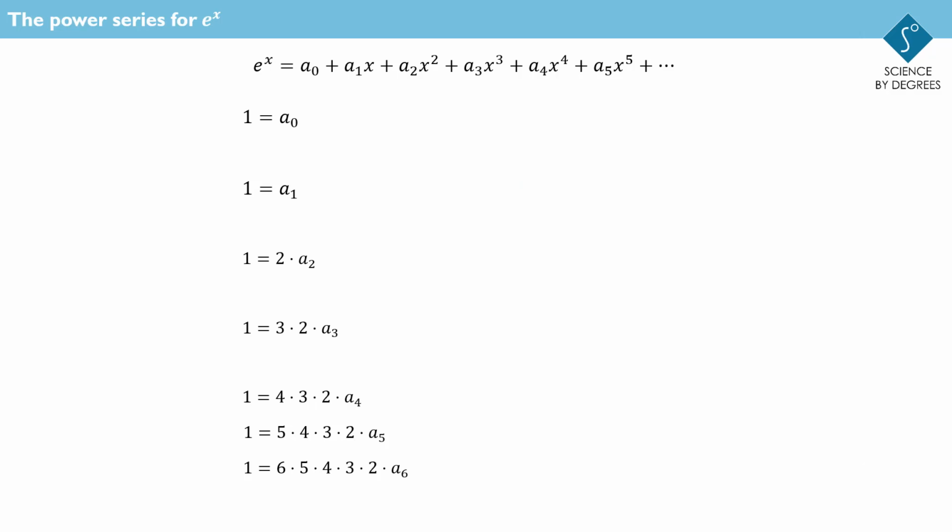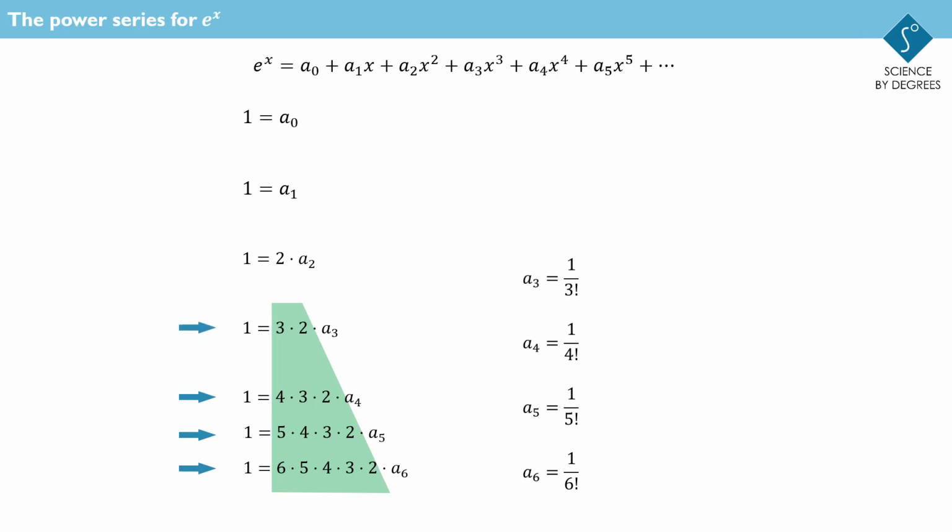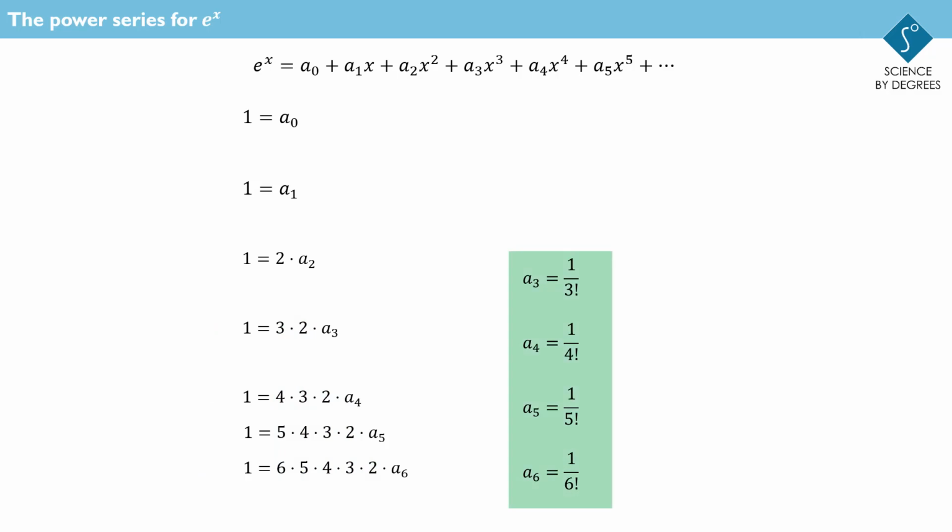It's actually easier to spot the pattern by working from the bottom up because the numbers in the green shape are all easily recognised as factorials. The number multiplying a6 on the right-hand side of this equation is 6 factorial, so a6 is 1 over 6 factorial. Likewise, working up, a5 is 1 over 5 factorial, a4 1 over 4 factorial, a3 is 1 over 3 factorial. It can take a little while to realise that a2, a1 and a0 are actually following the same pattern.